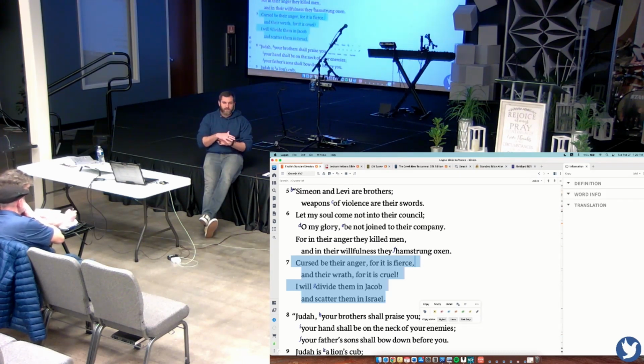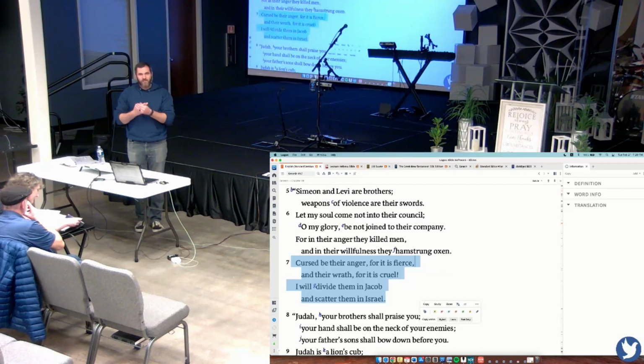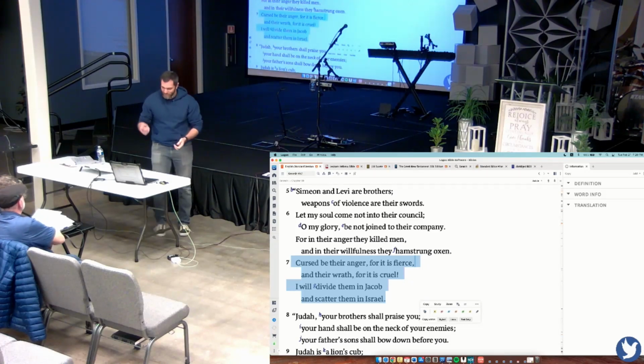And then Levi also doesn't get an inheritance, and it has to do, again, with their anger and their wrath that they committed at Shechem. But the thing that separates Levi from Simeon, because they're prophesied together right here, is that Levi stands up in Exodus 32. When Moses says, who is on the Lord's side, Levi stands up. And so we have this twofold prophecy that seems to contradict itself, except that God is awesome. One, you don't get any land. And two, I am your inheritance.